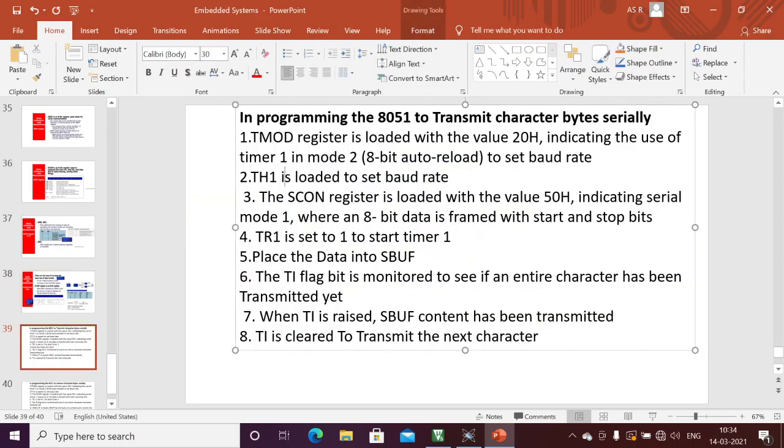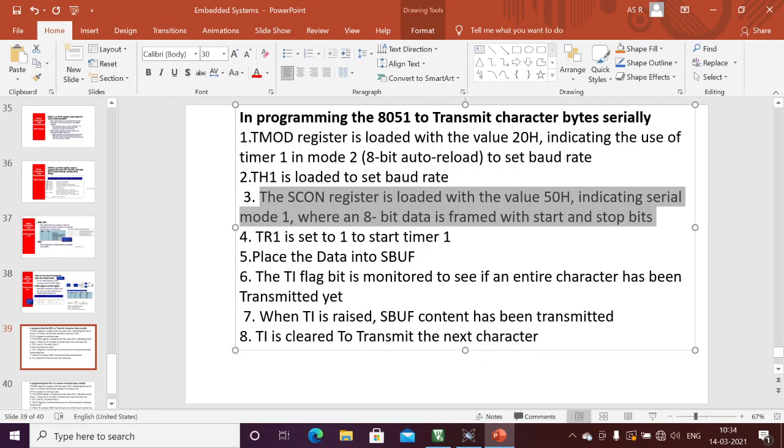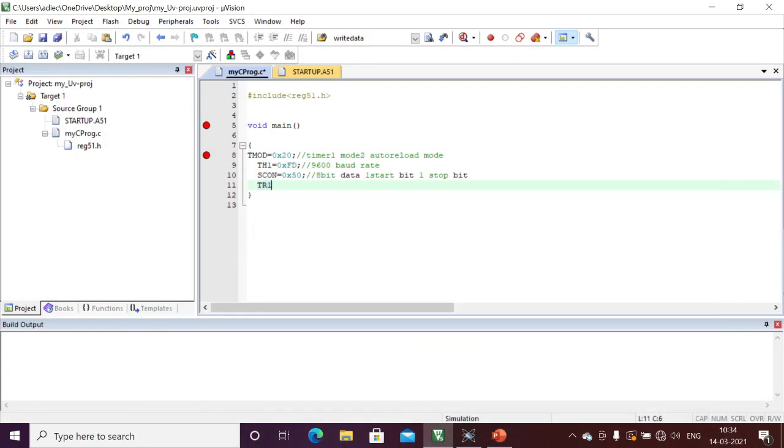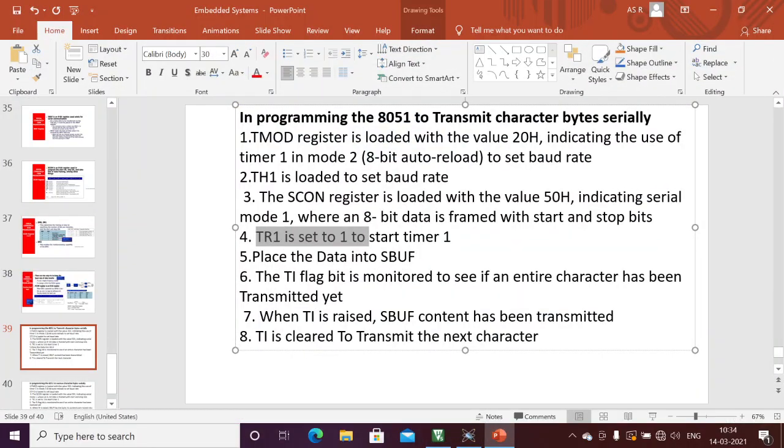Next, I initialize TMOD with the 8-bit auto reload mode with timer 1. After that I loaded this th1 value. Next I load SCON. SCON is 0x50, nothing but 8-bit data, one start bit and one stop bit. After that I need to start timer 1. TR1 equal to 1 means I started my timer. Initially I have set everything for the 9600 baud rate, and my timer is started.